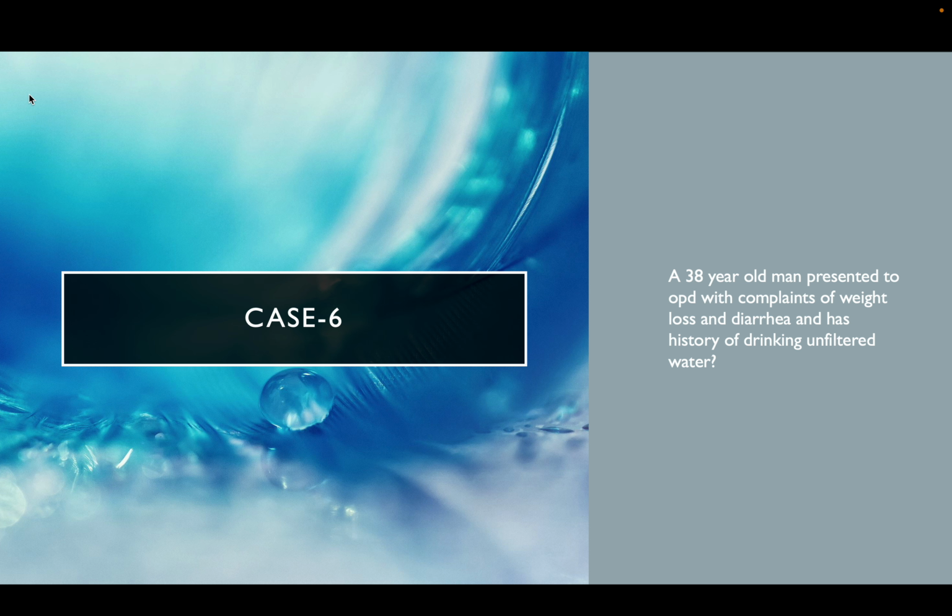A 38-year-old man presented to OPD with complaints of weight loss and diarrhea, with a history of drinking unfiltered water. There are some kinds of chronic diarrheas where patients have weight loss, vitamin A deficiency and so on, and this is a chronic thing with unsanitized, unfiltered water. This is mostly related to parasites. Most chronic diarrhea is most commonly parasitic, and it is one of the most common infections that can come from unfiltered water.